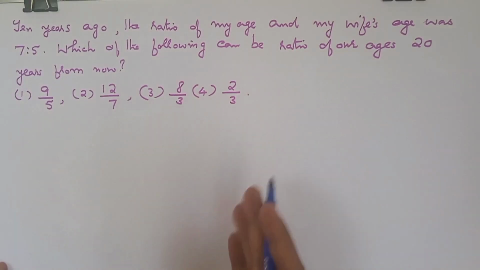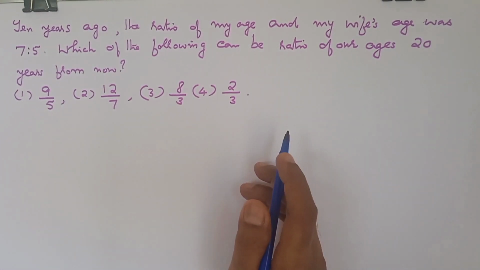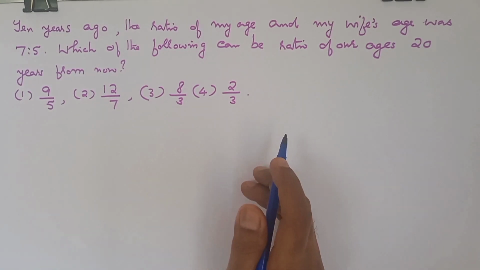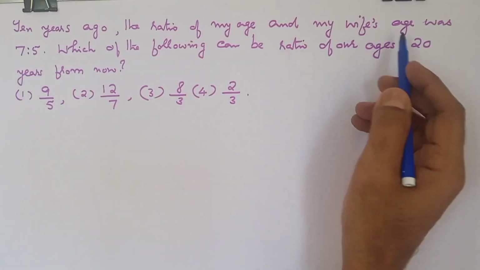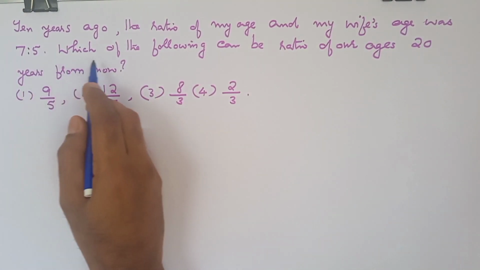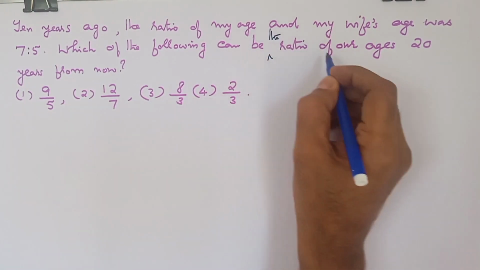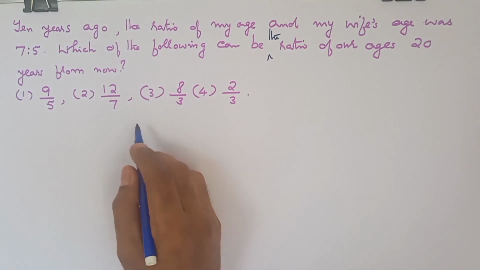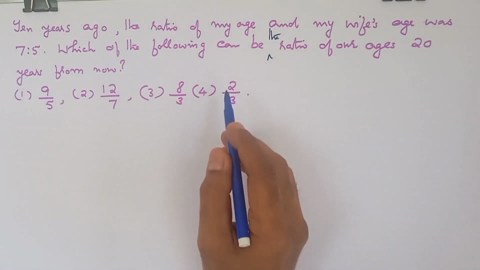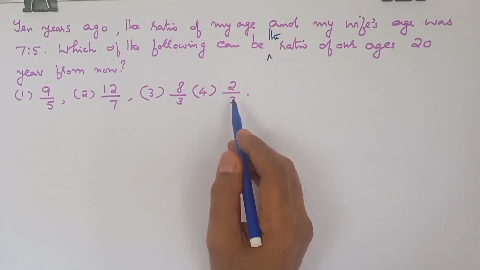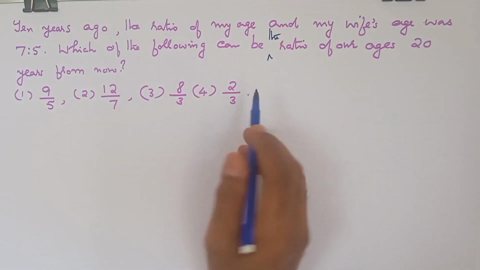Let's go. In today's session, we will work out a few more moderately difficult problems as a continuation of what I've done before. Now, the question is this. 10 years ago, the ratio of my age and my wife's age was 7:5. Which of the following can be the ratio of our ages 20 years from now? They're given four options here. As you can see, only one of them can possibly be the answer. So three of them are not. We need to rule out that.